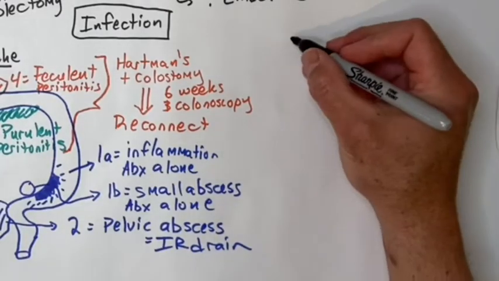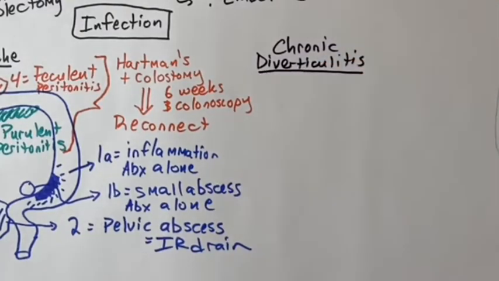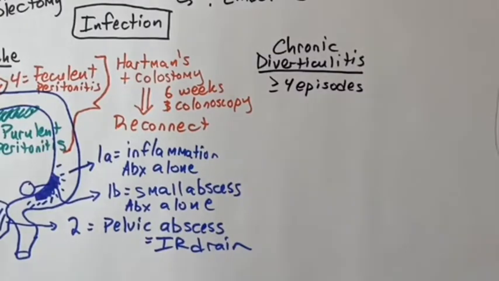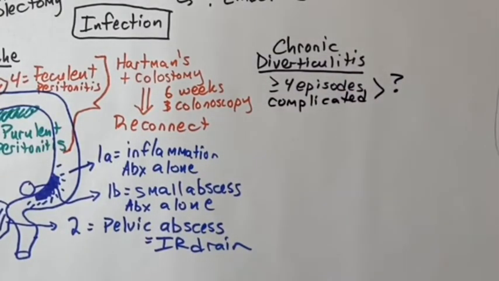Chronic diverticulitis is an area of debate. It's probably safe to say that you would consider elective colon resection after 4 episodes of documented uncomplicated diverticulitis, or fewer if complicated by things such as abscesses or fistulas.